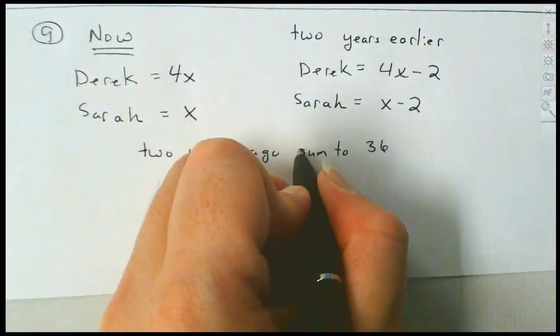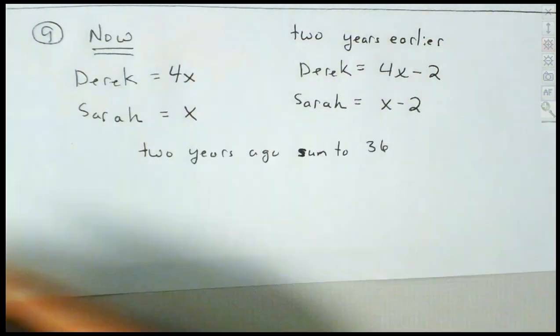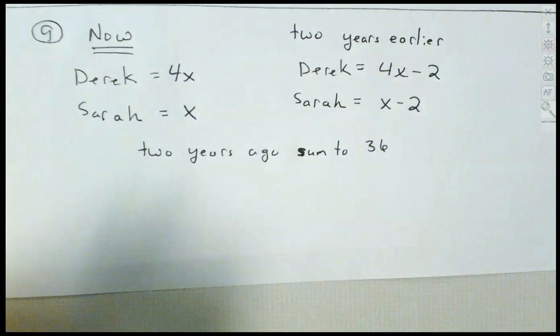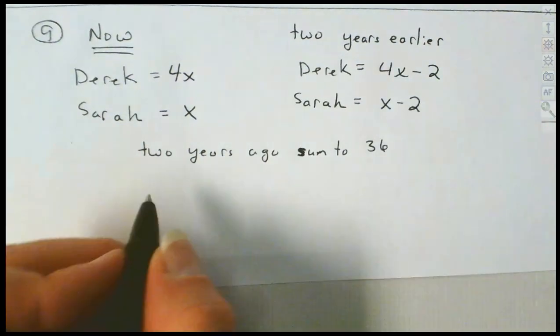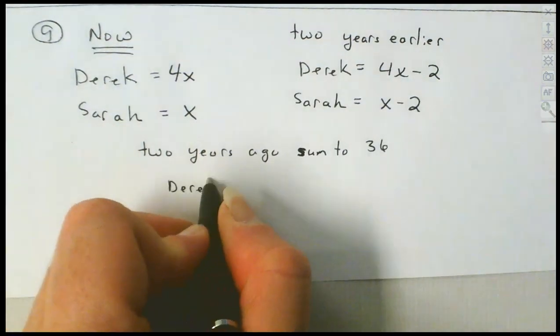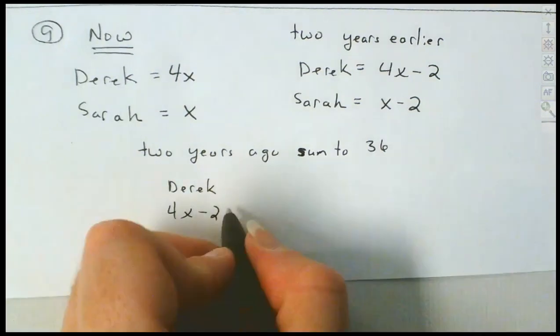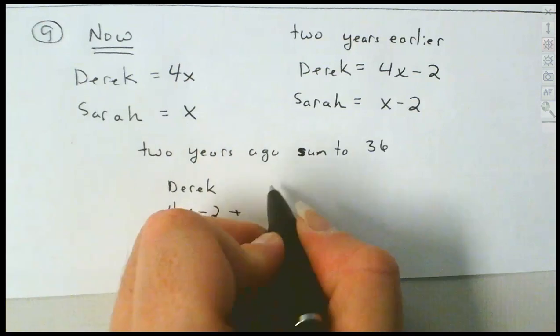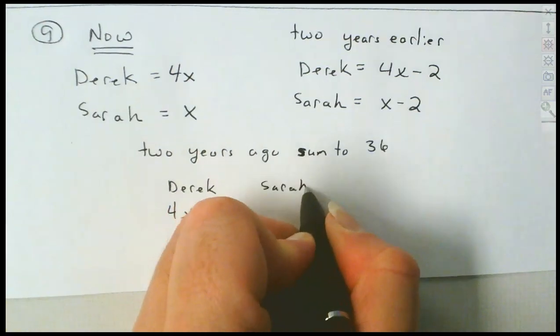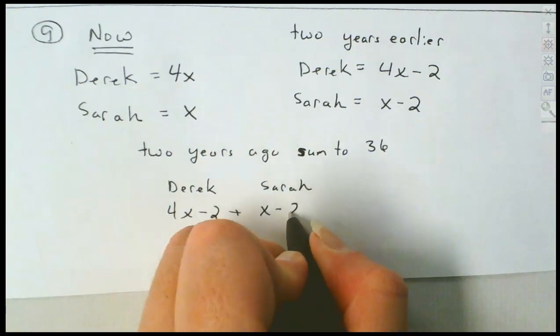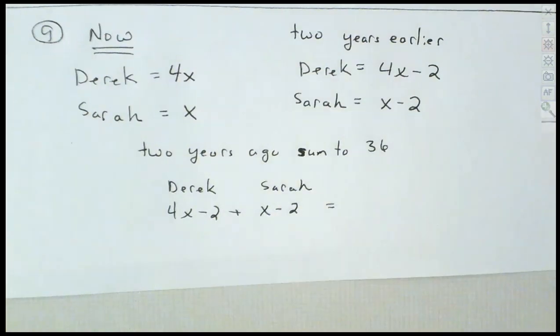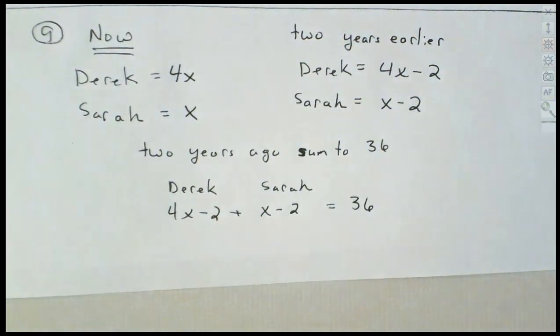So 2 years ago, these are going to sum to 36. So that means Derek 2 years ago would be 4x minus 2. And Sarah 2 years ago would be x minus 2. And how old were they 2 years ago added together? 36. You have to relate it back to the age 2 years ago.